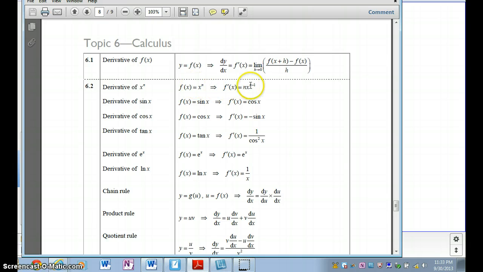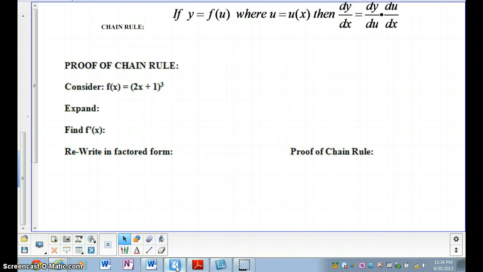Also, here's your power rule. These we're going to be talking about soon. But right now, the one you learn today is here under the chain rule. And then next class and next notes will be about the product and the quotient rule. So just wanted to show you where those are, so you're familiar with where they are in the formula packet.